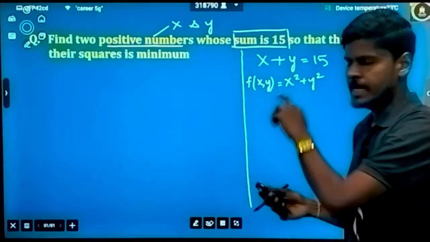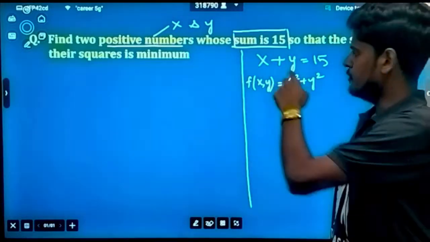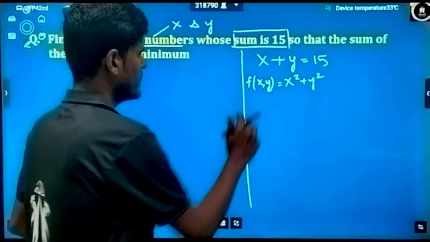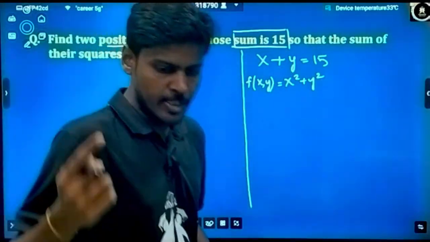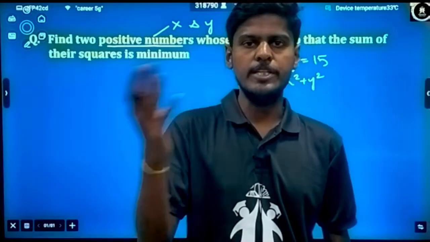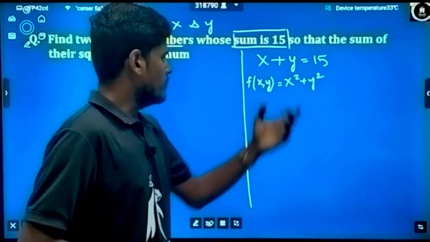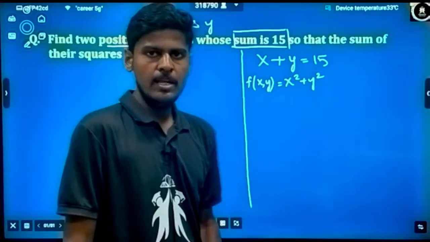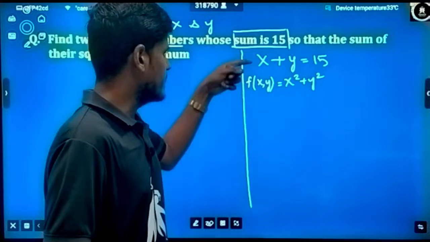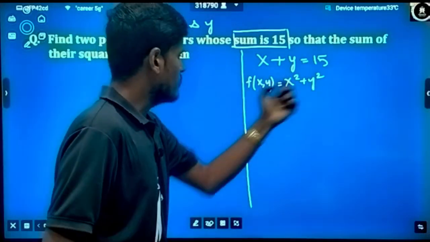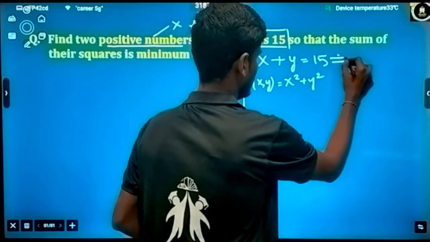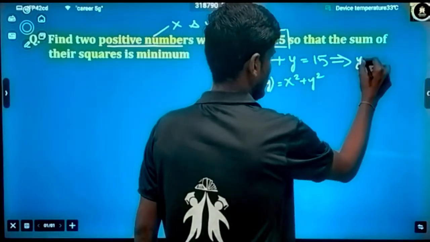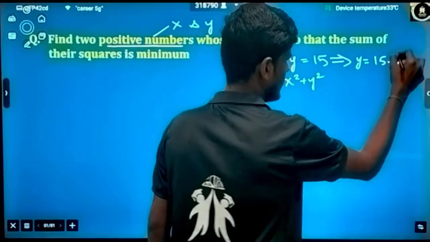So take the function which needs to be maximized or minimized, here the sum of squares of two numbers, take that as f, find the first derivative and equate it to 0. That means first we need to differentiate. We already learned how to differentiate in a single variable, so we need to convert these two variables into a single variable first. How to do that? By using the given relation, x plus y equal to 15. We can write y in terms of x. That will be y is equal to 15 minus x.